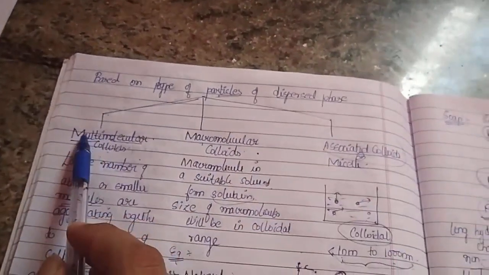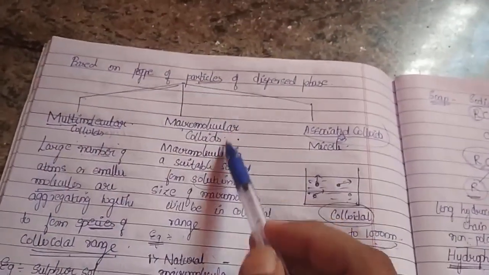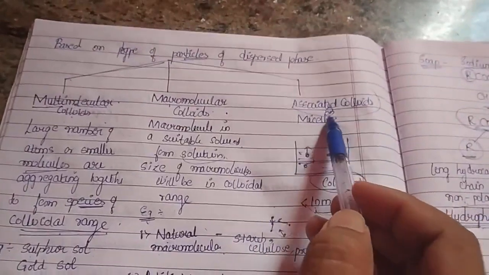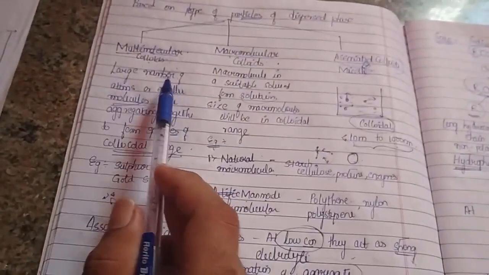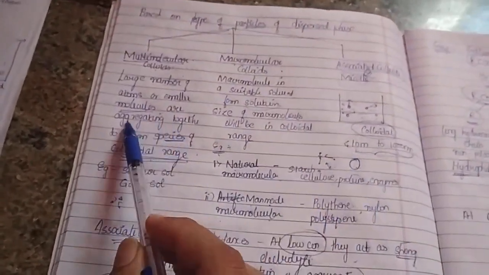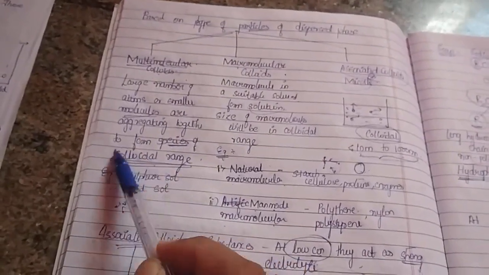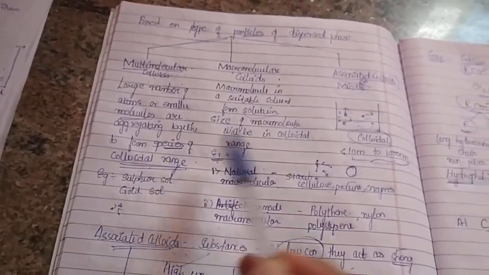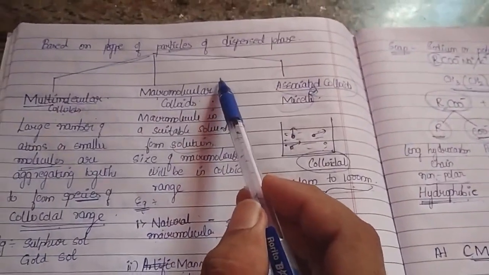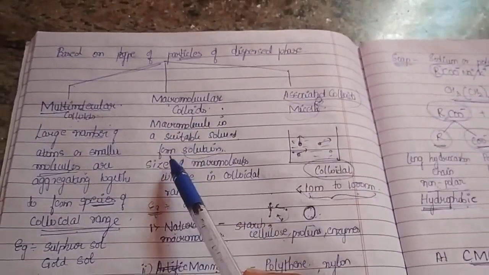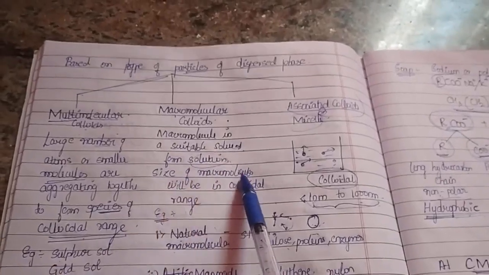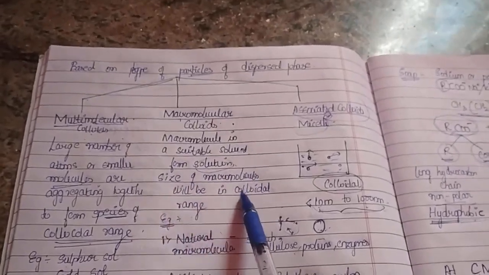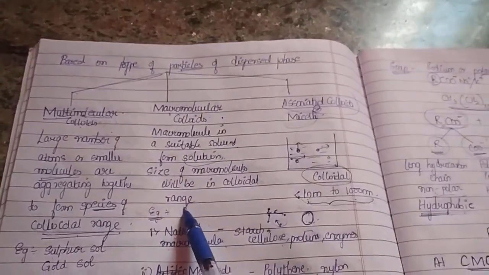We saw multimolecular colloids, macromolecular colloids, and associated colloids, which are also called micelles. Majorly we saw in multimolecular colloids that the smaller molecules come together and form a species which has the dimensions of the colloidal range. In macromolecular colloids, what did we see? These substances, when dissolved in a suitable solvent, form a solution, and the size of the macromolecules which will be available will have the dimensions of the colloidal range.